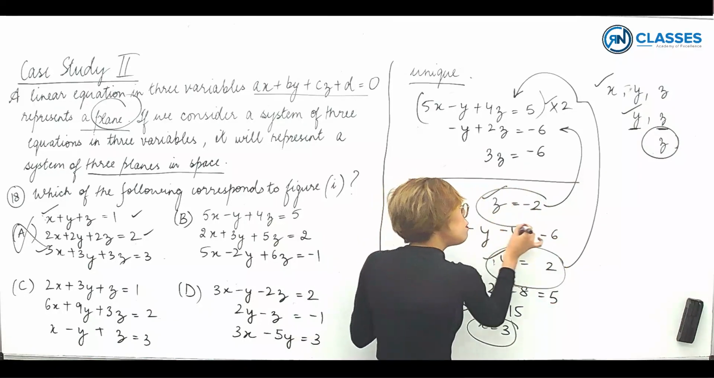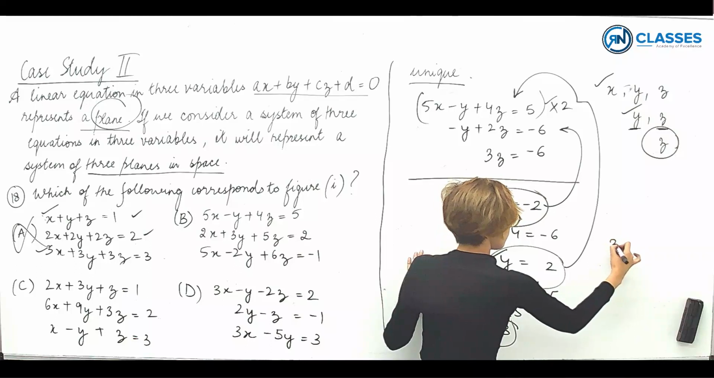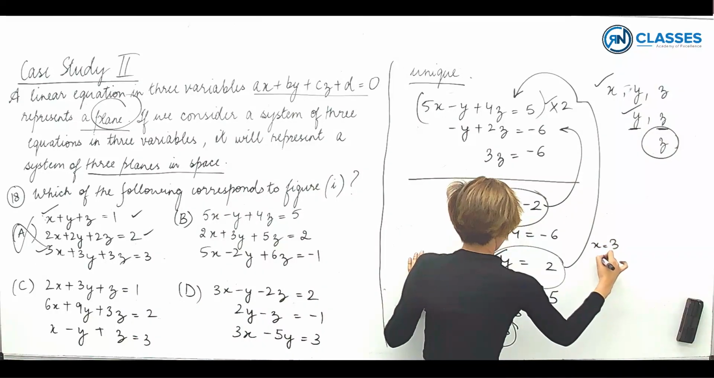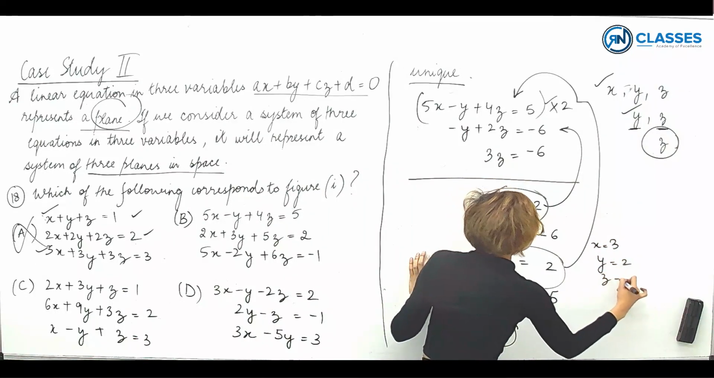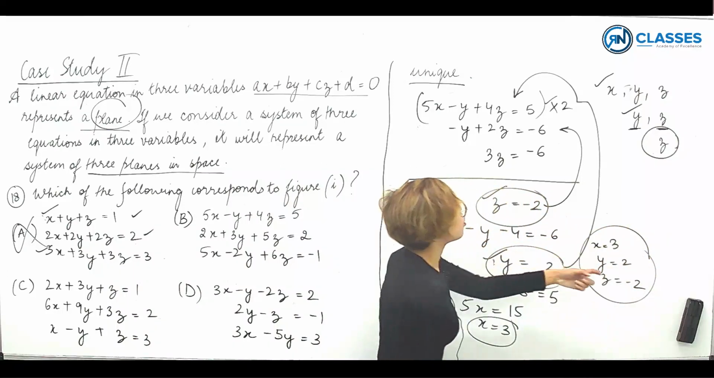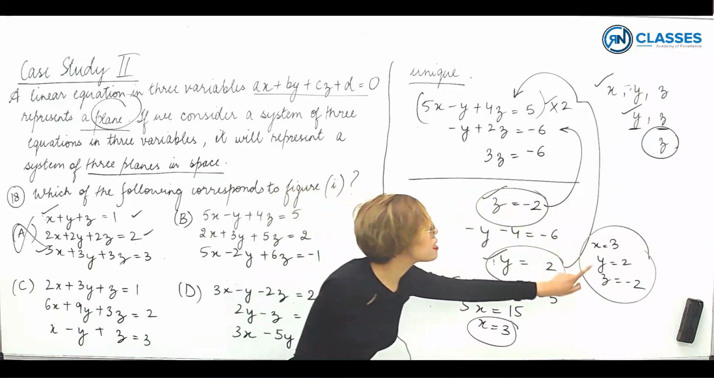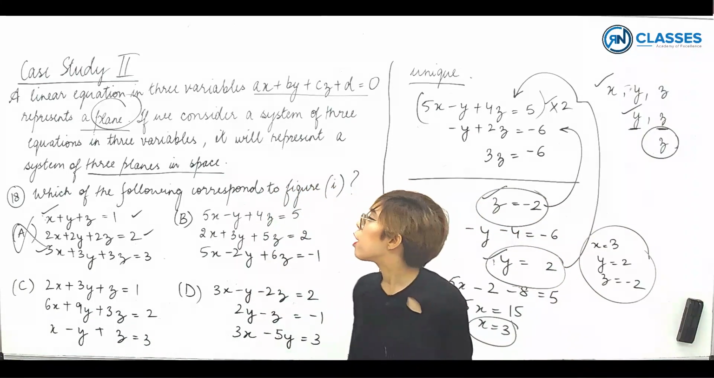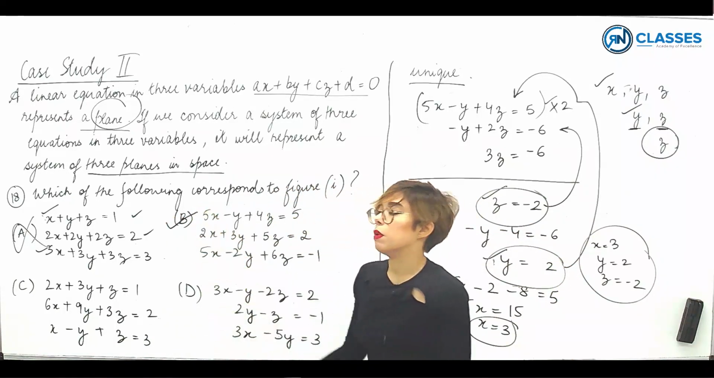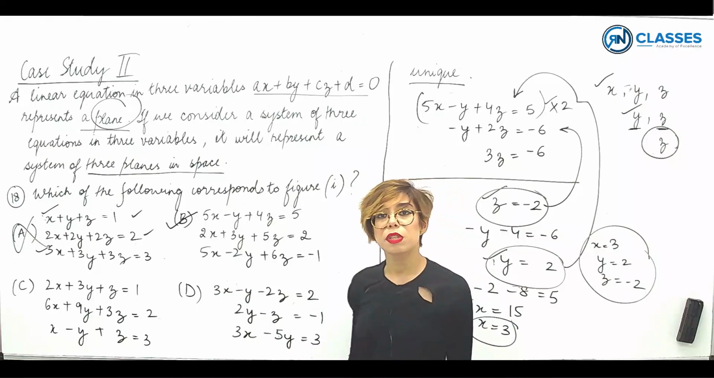Right? So I have a solution. I have the solutions x equal to 3, y equal to 2 and z equal to minus 2. This is the solution of this system of equations. And since it is a unique solution, I can say that option B is the correct one. आगे वाली check नहीं करूँगी.